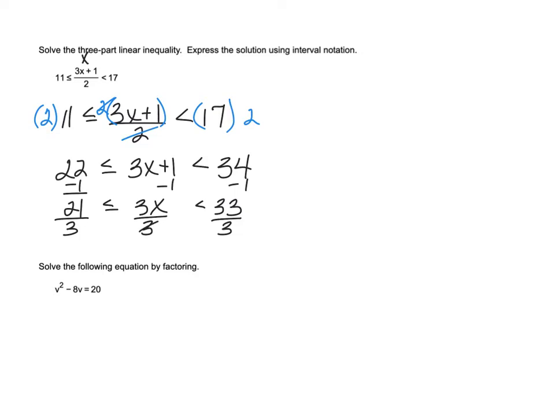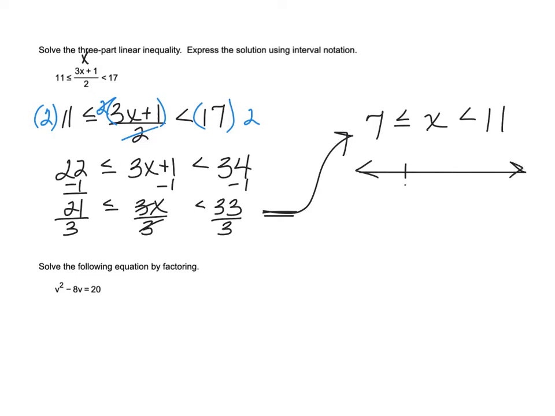So by doing that, I'm going to write the answer. I'll do it up here. We get 21 divided by 3 is 7, less than or equal to x, less than 11. Okay, so it kind of worked out nicely. So in interval notation, if you were to draw it out, which if they don't ask you to, you don't have to, x is everything in between. That's the easy part.